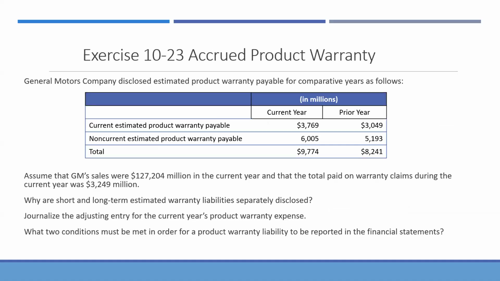And the current and non-current portion does get separated. This is for General Motors. And they had sales of 127 billion and then warranty expense of 3 billion in the current year. And so then they have current year, current payable is 3.7 billion and then non-current 6 billion, total 9.7 billion.